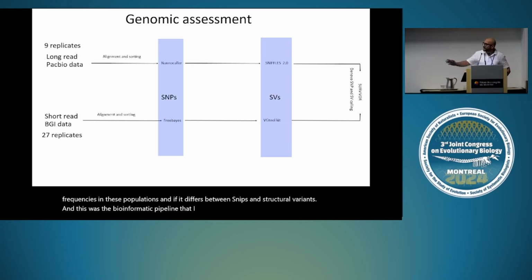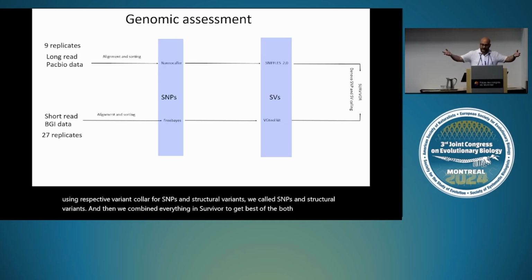We used long read sequences and short read sequences. We used their respective reference genome to align the sequences, and then used the respective variant caller for SNPs and structural variants. We called SNPs and structural variants, and then we combined everything in Survivor to get the best of both worlds from the short read and the long read data.